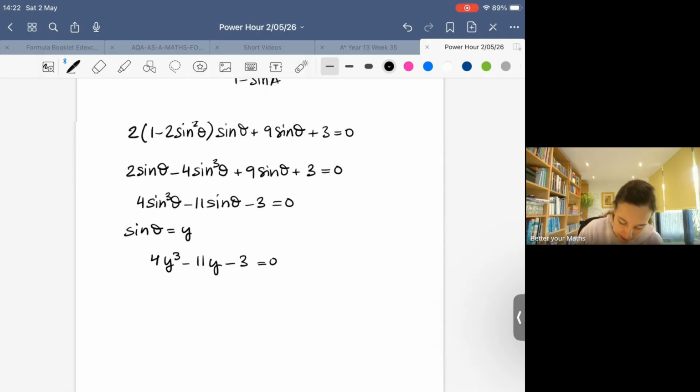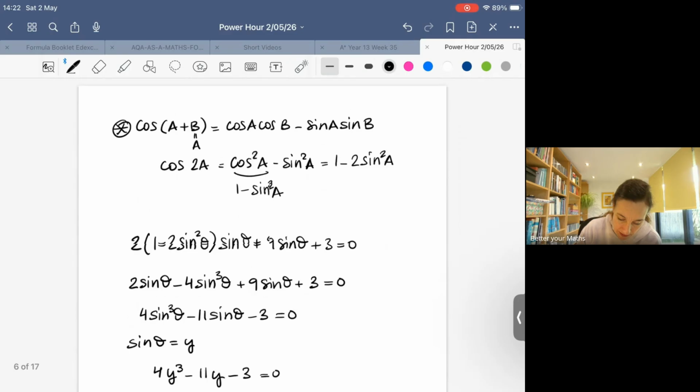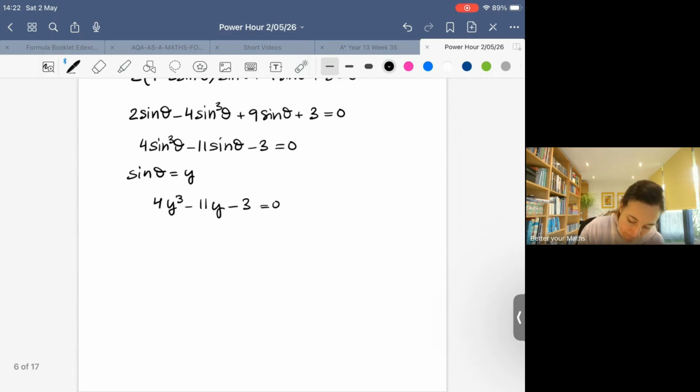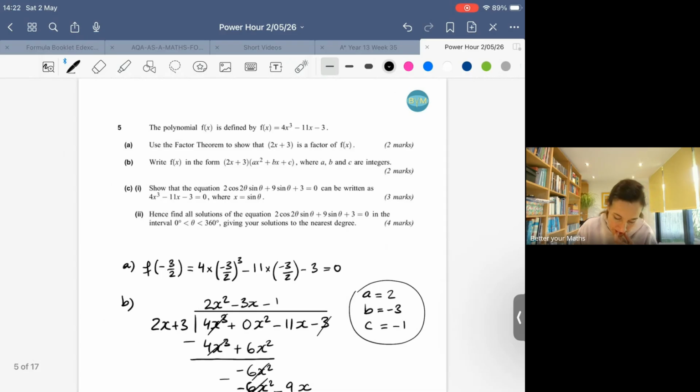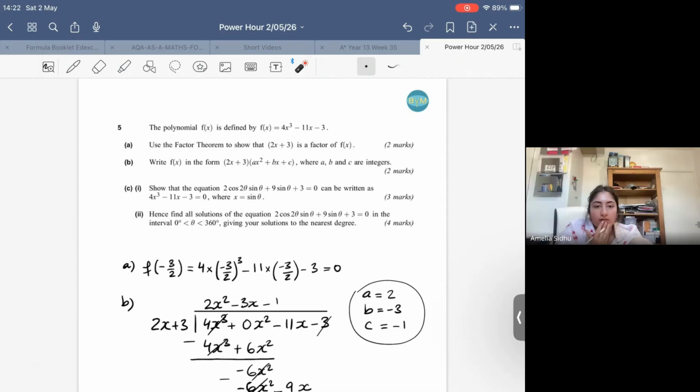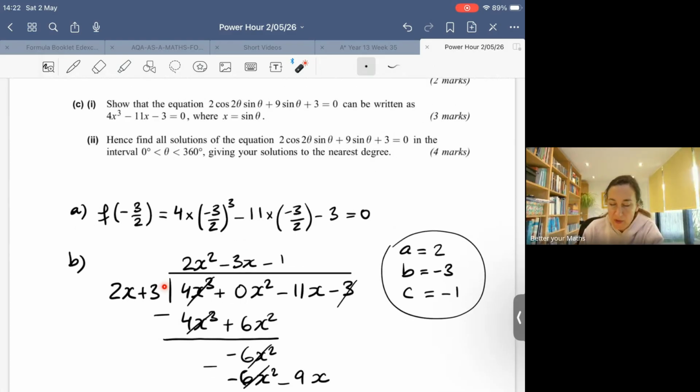Amelia, how can I solve that cubic? What information do I have that is going to help me? I didn't do this part, but could you just put it in the calculator and then get the values from that? We should use what we have done already.